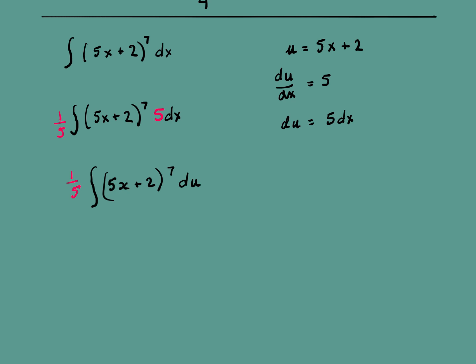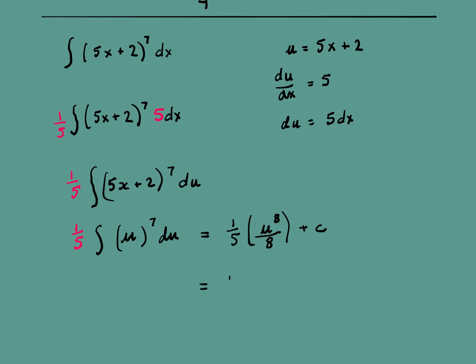Now we know that 5x plus 2 is in reality a u, so we will rewrite this again, and we'll say that's u to the power of 7 du. That's easy enough to integrate, so we still have 1 over 5, and now we will integrate u to the 7, so that will be u to the power of 8 over 8 plus c. Now all we need to do is just to simplify it and put the u back.